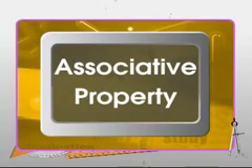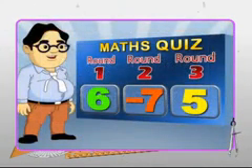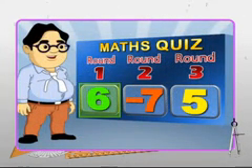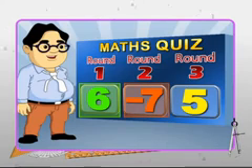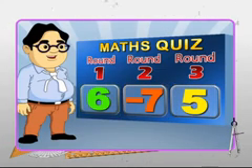Now let's take a slightly more complicated situation. Let's try to extend this property of changing the order to the addition of three integers. Consider an example of scores of a contestant in a quiz competition, which are 6, minus 7, and 5. Now we add them in groups and see if the order is important.